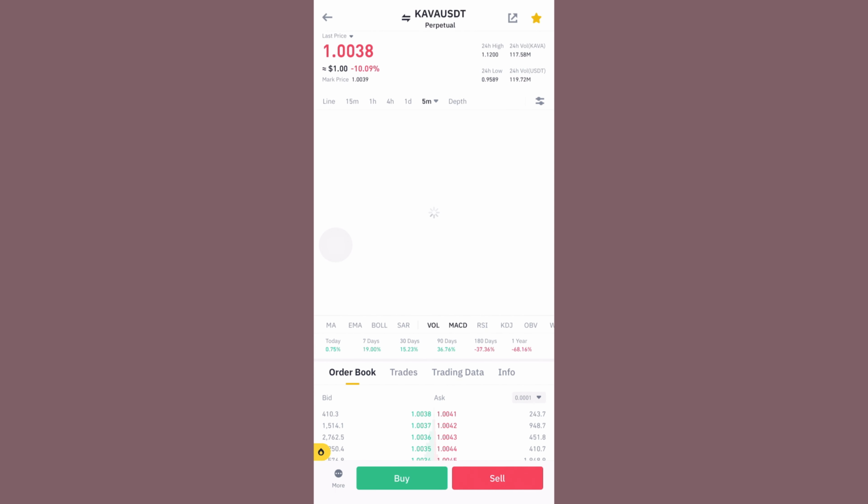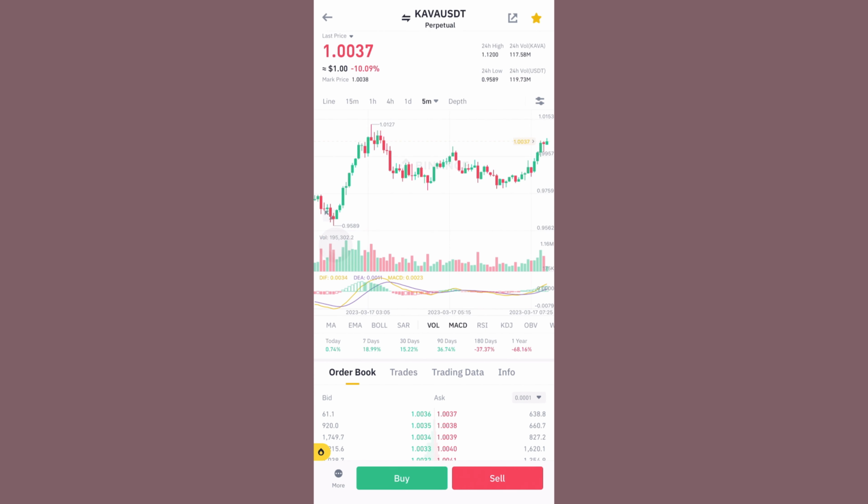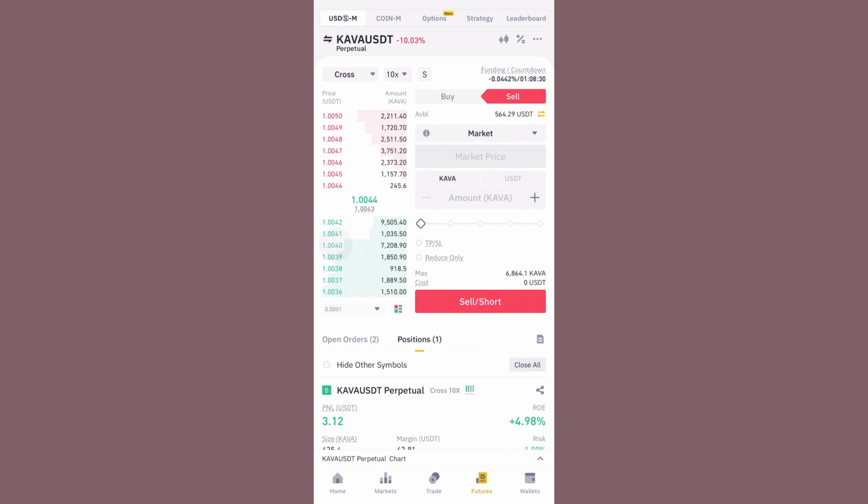Let's go up and see how it is going. Remember, we are under the 5-minute chart, and it is going pretty well, and this is where I am expecting it to come, 1.012. So let's see how it goes.